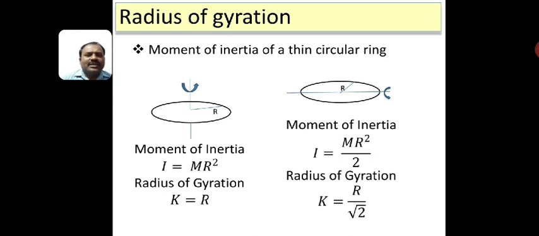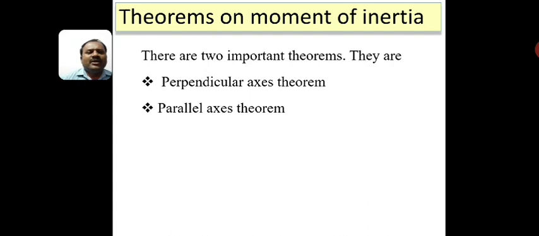Whatever radius of gyration we are talking about actually indicates the actual distribution of mass of the object or rigid body about the axis. If the axis changes, then the moment of inertia changes. Why does it change? Because the distribution of mass around the axis of rotation is going to change. So moving on to the theorems on moment of inertia.